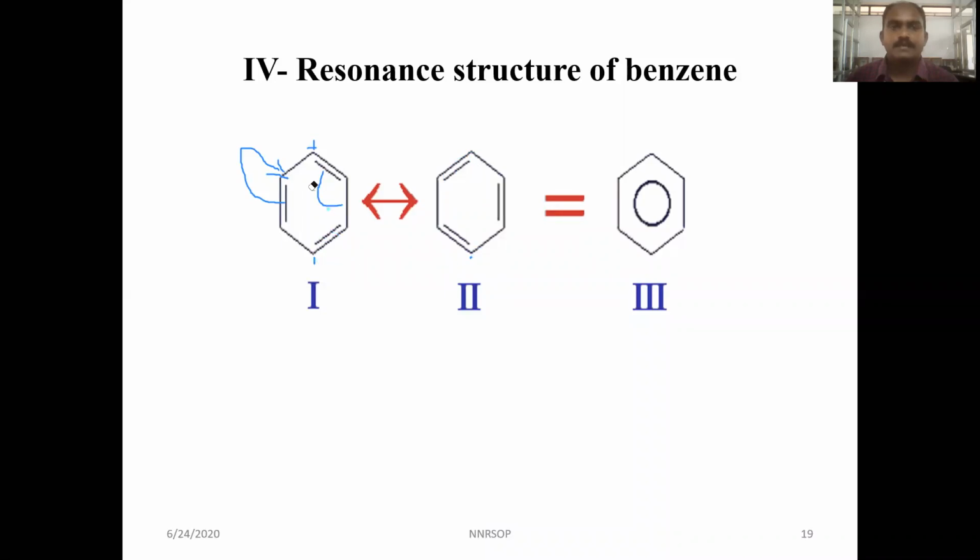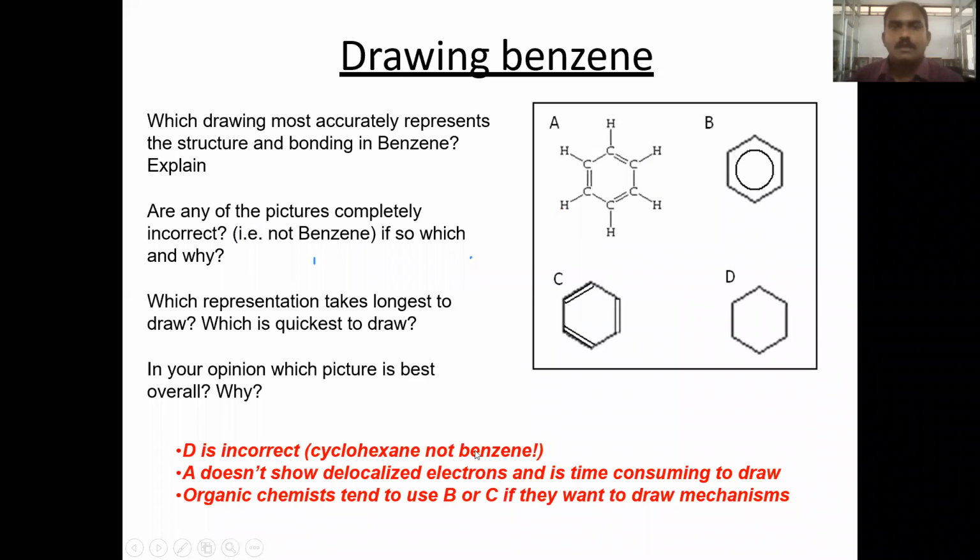Now we'll see a few questions which we can discuss. Which drawing most accurately represents the structure and bonding in benzene? Are any of the pictures completely incorrect? If so, which and why? Which representation takes longest to draw? Which is quickest to draw? In your opinion, which picture is best overall and why?